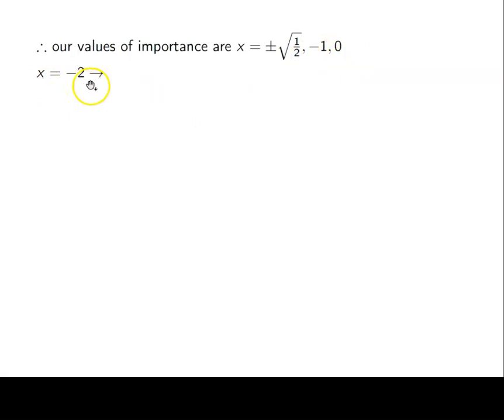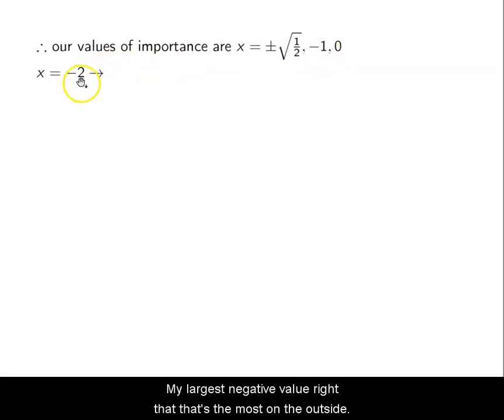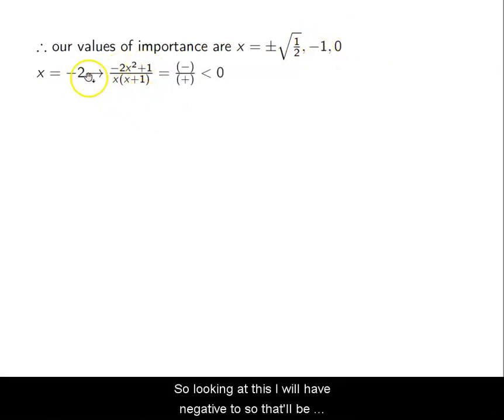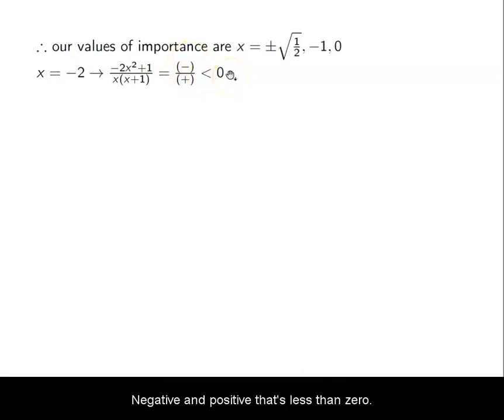X equals -2 implies to us, and again, this is my largest negative value, right? That's the most on the outside, okay? So looking at this, I will have -2 times a +2, so that'll be a -2 plus 1, so more negatives than positives, okay? And on the bottom, I'll have a negative times a negative, so that'll be positive. Negative over positive, that's less than 0, okay?